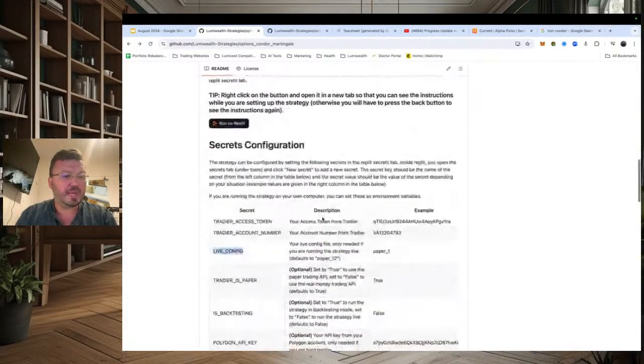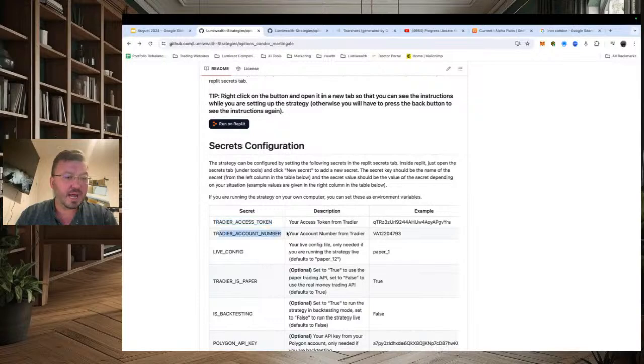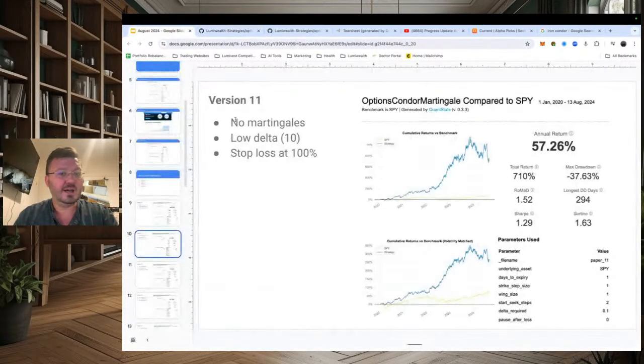Again, run on Replit, set your Tradier access token and all that. And then you also will have to pick your live config. You put in which configuration you want to use. Do you want to use paper 1, 2, 3, 11, 14, whatever you want to use? It's all available there, right? So in this case, it would be paper_11 if you want to run this one.